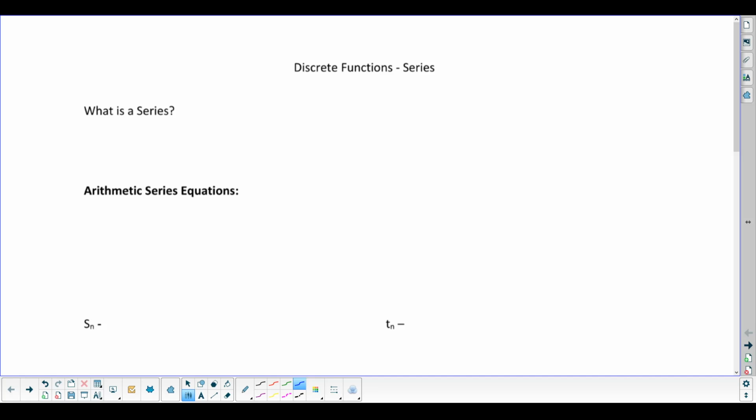All right, so we're going to be talking about series today. A series is very similar to a sequence. In fact, it's just the sum of a sequence. So remember, a sequence is a list of terms. A series is the sum of that sequence, with plus signs in between. Now, of course, if some of the numbers are negative, we'll be subtracting because we'd be adding a negative.